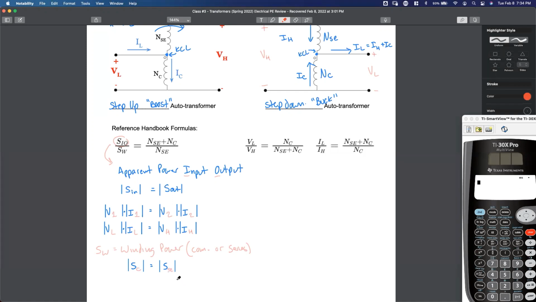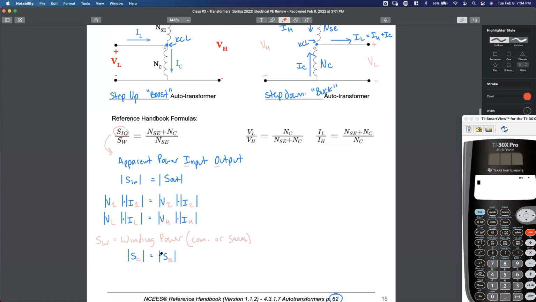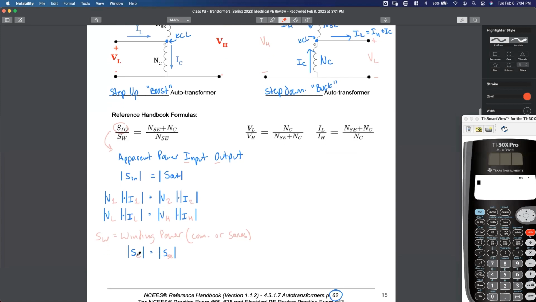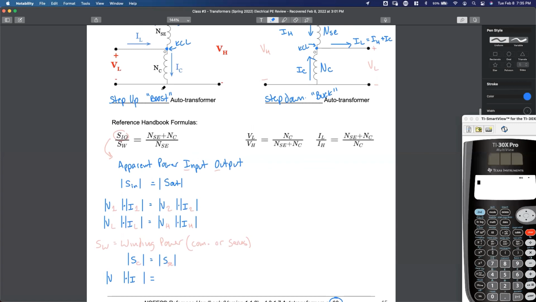Make sense? All right, just like before, we looked at how to calculate the apparent power in and the apparent power out. I want to see how to calculate the apparent power using the common winding values and the apparent power using the series winding values. Ready? All right, just like before, who can tell me apparent power is the product of what two variables? Specifically, single phase apparent power is the product of the magnitude of what two variables? V and I. Good job, Derek.